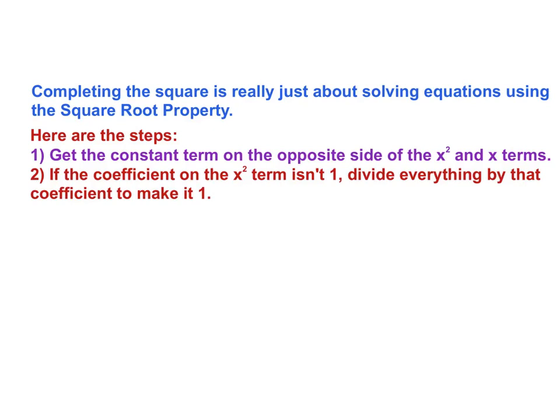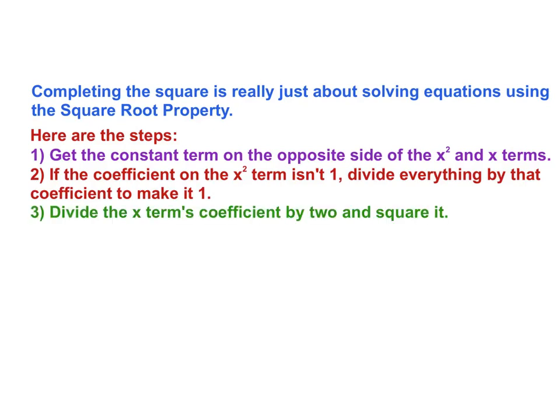After we get it into that form, if it's not already that way, it's just like that second group of problems we did yesterday where we found c. We took that middle term, divided by 2, and squared it. That's what we're going to do here now. So we've already done that a little bit. Divide the x term's coefficient by 2 and square it. Here's where it gets a little bit different.